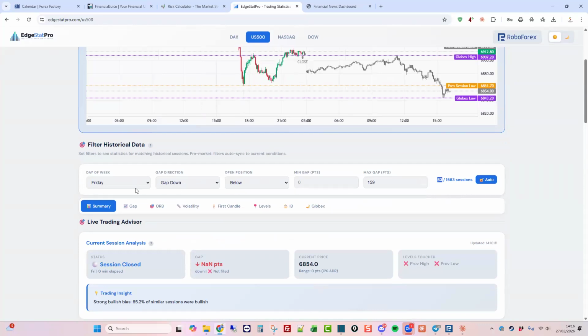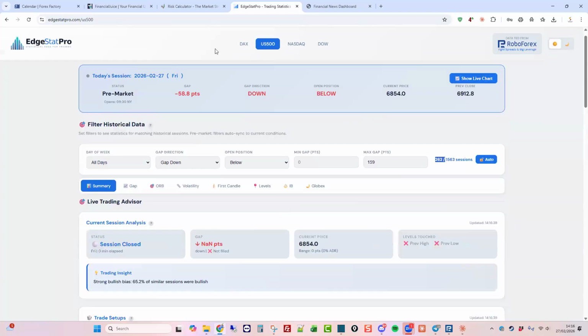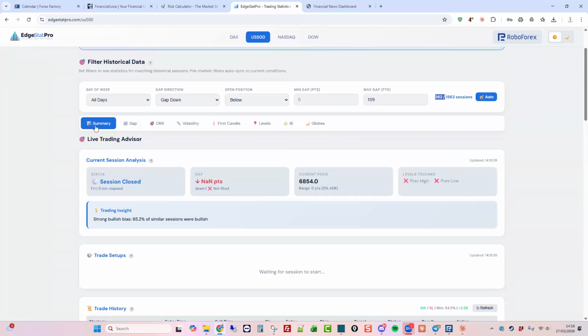So we can look at that and we can say, actually, just show me all of the gap downs below, regardless of what the day of the week was. And now we've got a data set of 262. So we've got more data to work with. So it can be configured and you can lock that in as well. But that's basically what the basics of the site do. We then have the tabs here, which give us all of this vital statistics.